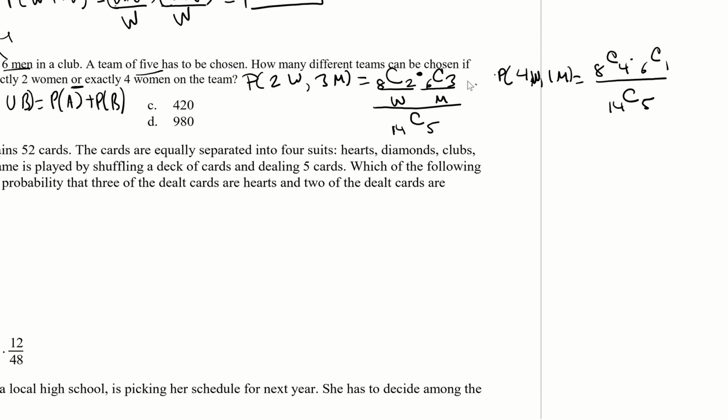Okay, so we won't need the denominator here. So let me just get rid of that, because we don't want the probability, we just want the number. Let me take out the P because we don't want that. We just want the number of ways to do 2 women and 3 men, and then the number of ways to do this. These are my 2 slots, women, men. And so we got a total of 980 when we combine these 2 different things. So the answer is D.